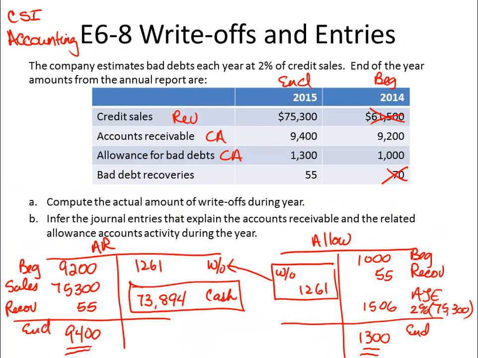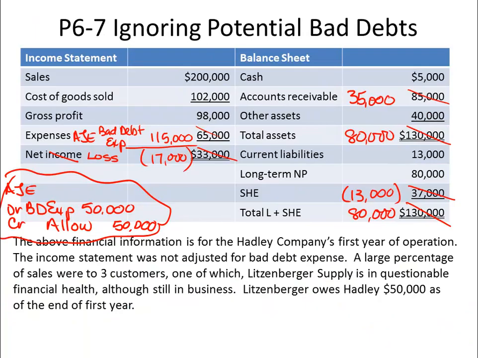All right. This one is one of those CSI accounting problems where we're given beginning and ending balances for our accounts receivable and our allowance accounts, and they ask you to find out the differences and what actually happened. And so this is informational for your benefit.